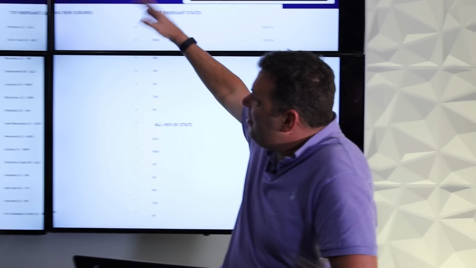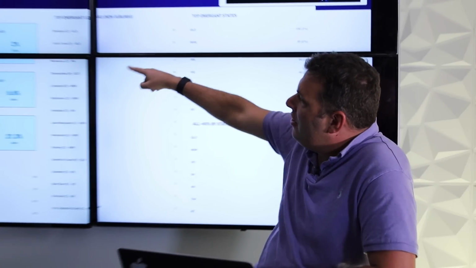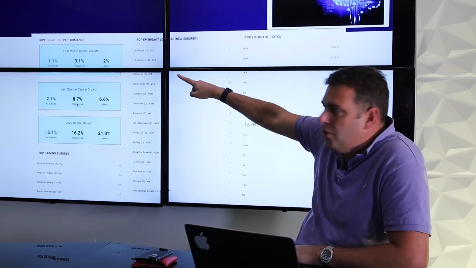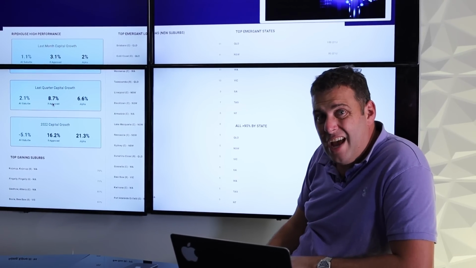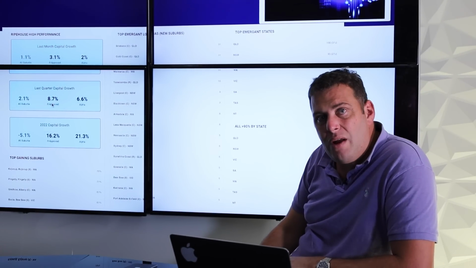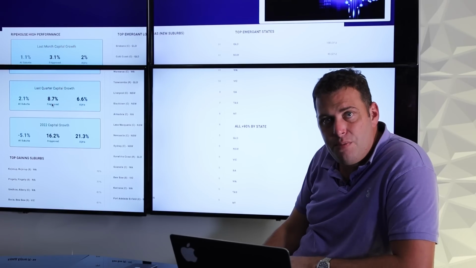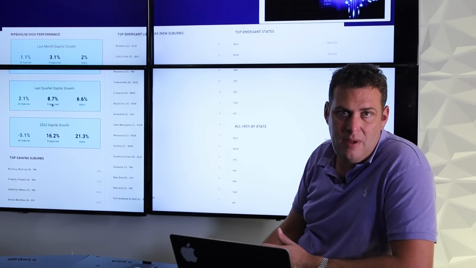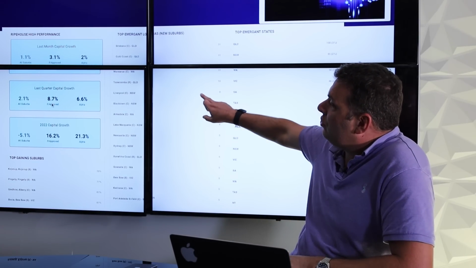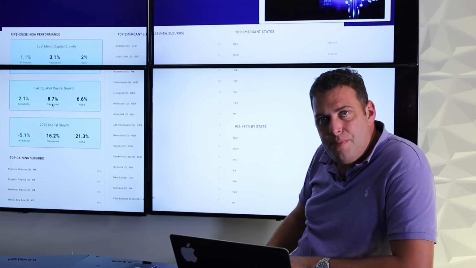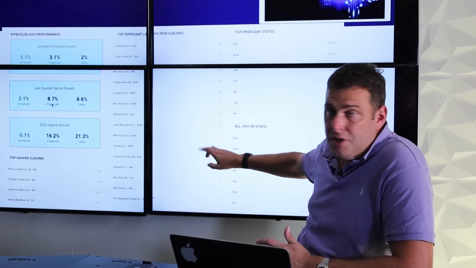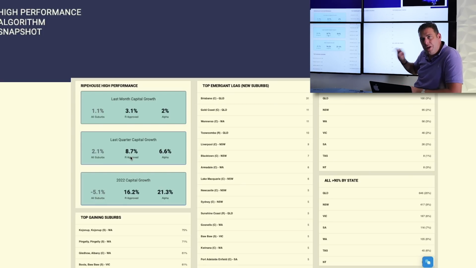And in this local government area, in the last month, our properties purchased have generated 3.1% capital growth in one month, compared to 1.1% for all suburbs. We've had an investment alpha of 2 percentage points. Last quarter capital growth, 8.7%. 2022 capital growth 16.2%, 2023 capital growth just over 30% across hundreds of property acquisitions. So this means something. City of Brisbane is the number one emergent LGA.